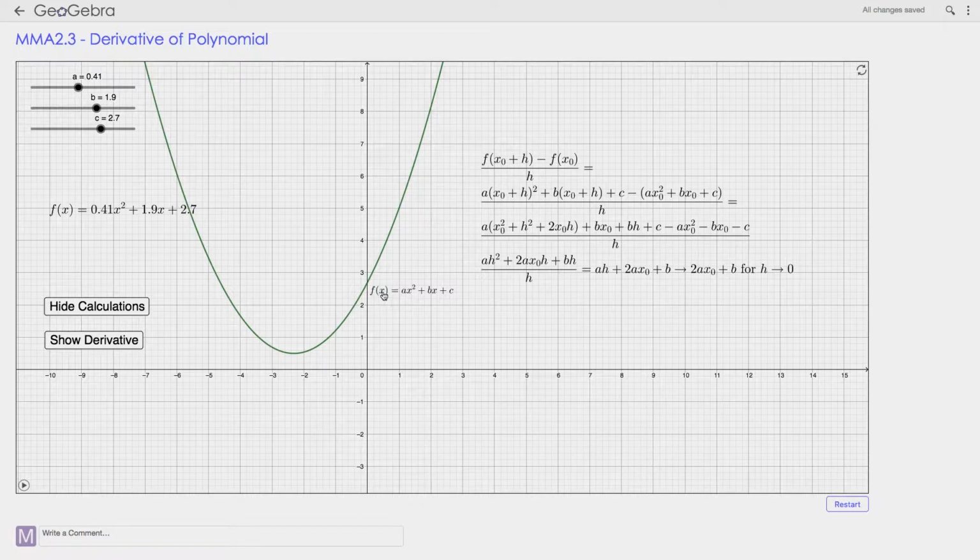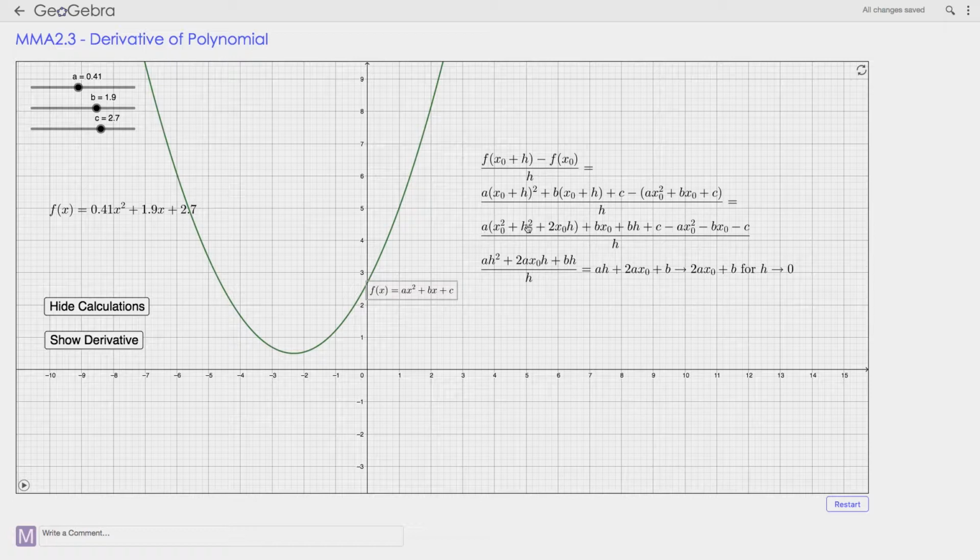And since we know that the function is of this form, we can write everything out in terms of just what we have here. So a times (x naught plus h) squared, right, because there's an x squared here. Plus b times (x naught plus h), because there's a bx here, plus c, and then minus the same thing, only with x naught instead of x naught plus h.